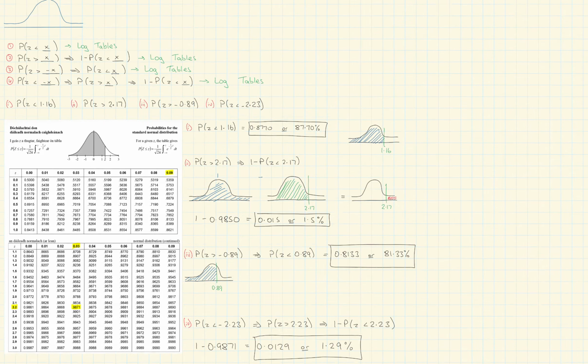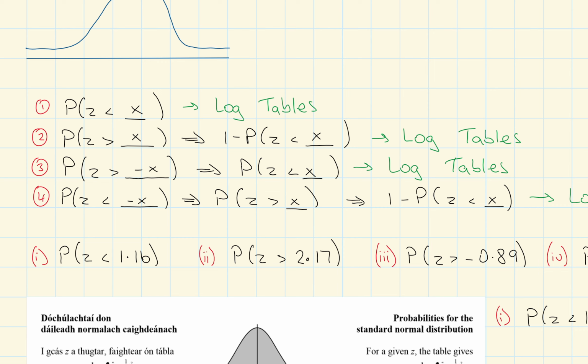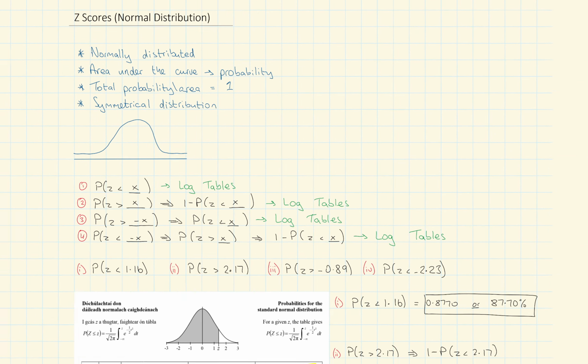Okay, so there's your approach for z-scores. Just always these 4 conditions. Make sure you memorize them for the inequalities and if it's a plus or a minus sign. And that's us done for z-scores.